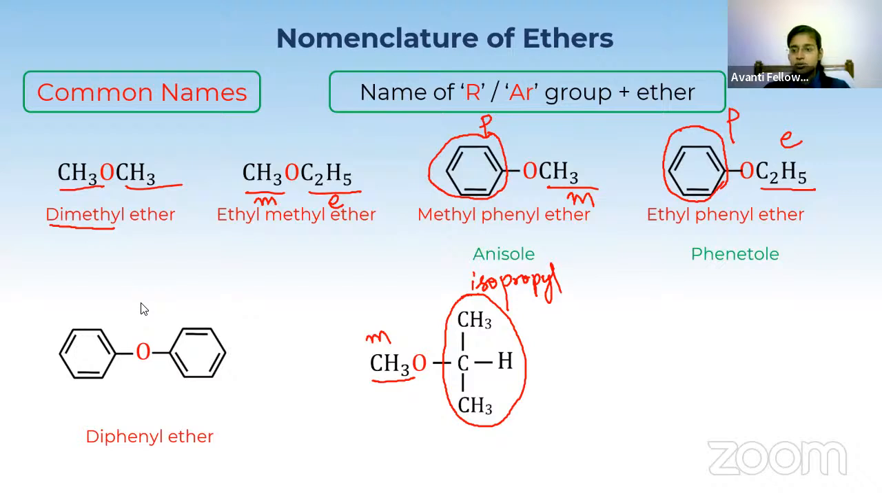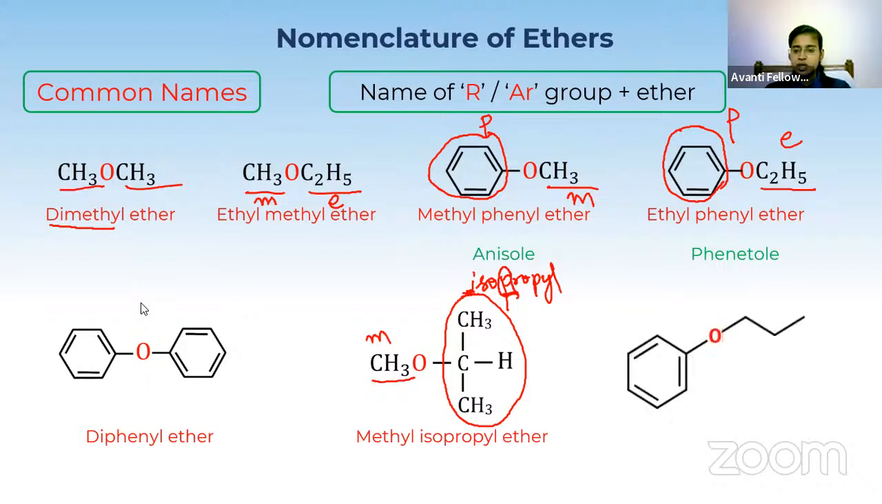Now what we have to do? We have to go according to the alphabetical order, but here you should not take this I. You have to take the root word only. Root word starts with prop, right? So you have to take the letter P here. So M comes first. So it is called methyl isopropyl ether.